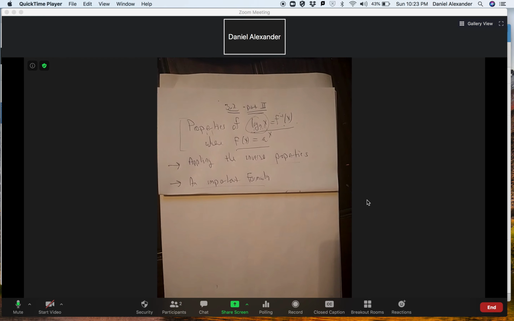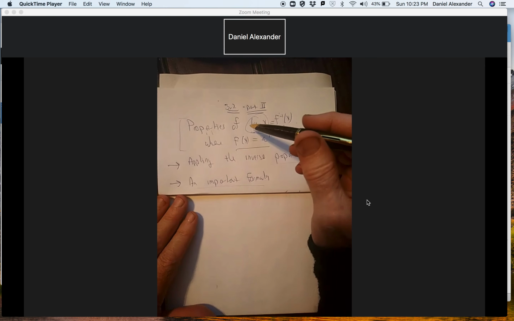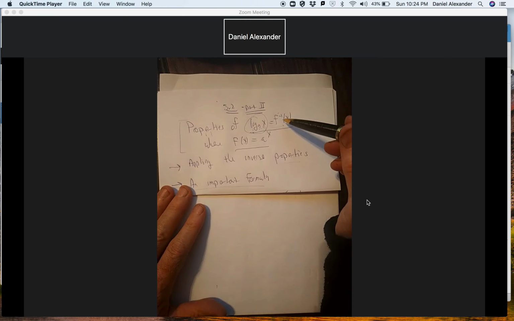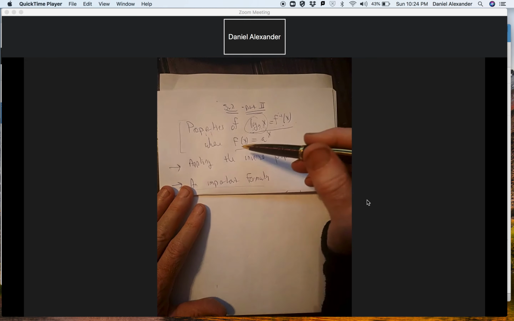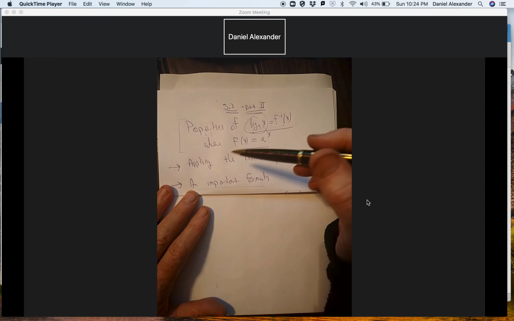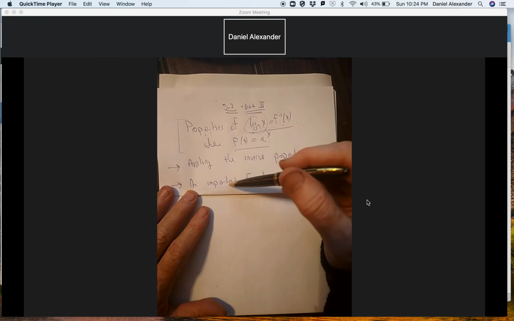This is the second part of the video on logs, section 3.2, and we're talking about the properties of the log. I like to think of it as the inverse, where the actual main function is f of x equals a to the x. We're going to look at applying the inverse properties and also some important formulas.